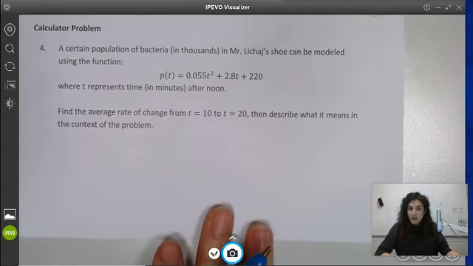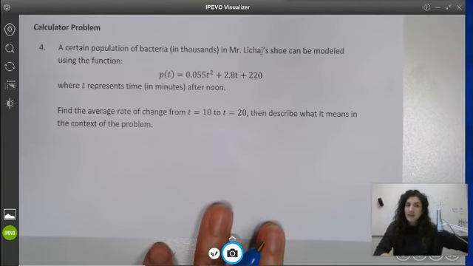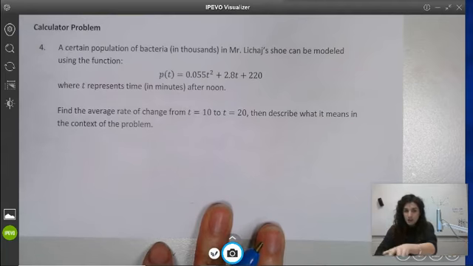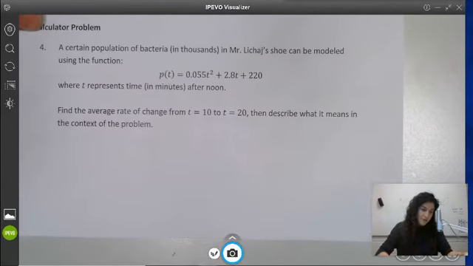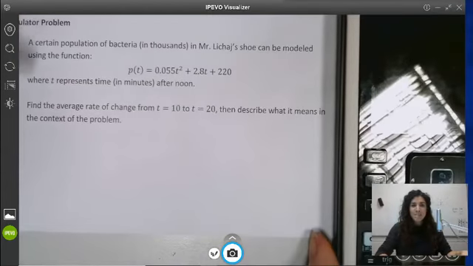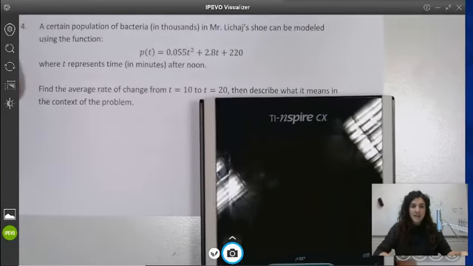Calculator problem. If you have not already, which I'm pretty sure you have, make sure you have your calculator out. We've got a certain population of bacteria in thousands in Mr. Lehigh's shoe, which can be modeled using the function. And we've got that function right there.